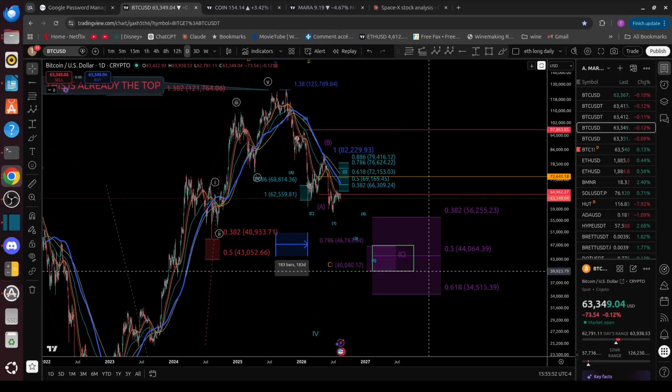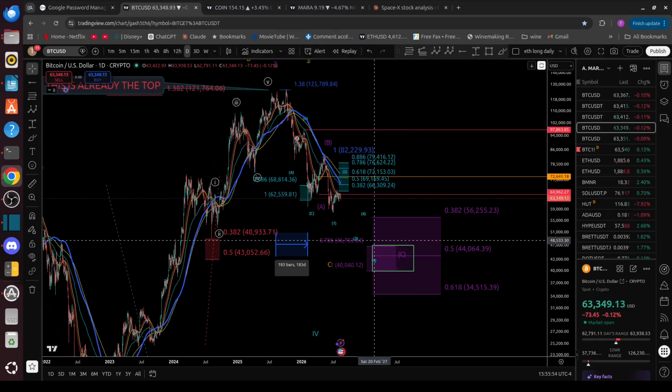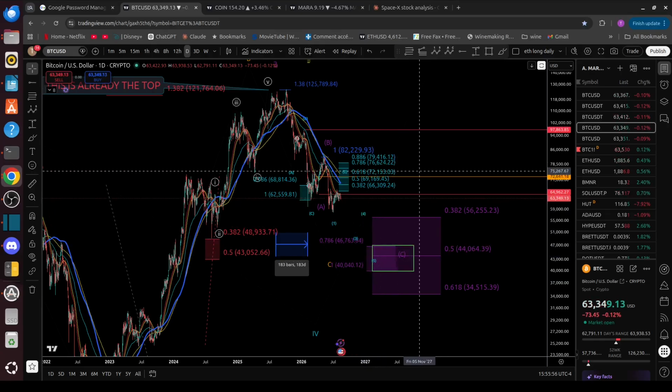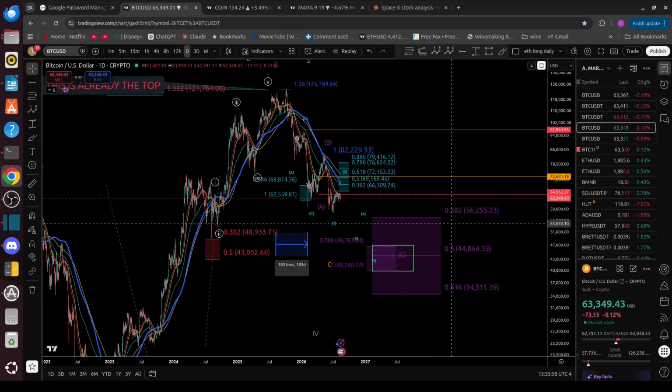I could be wrong for sure, and if I'm wrong, it's easy. We just spot 5 waves up, 3 waves down, and then that's another entry point.